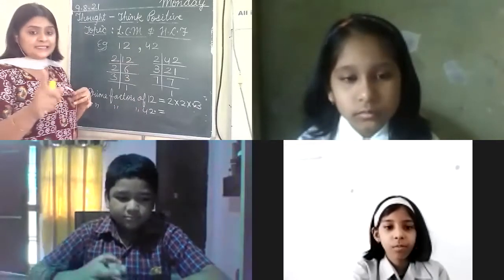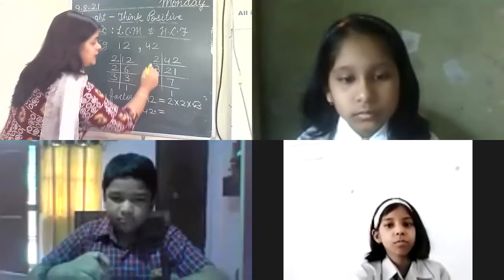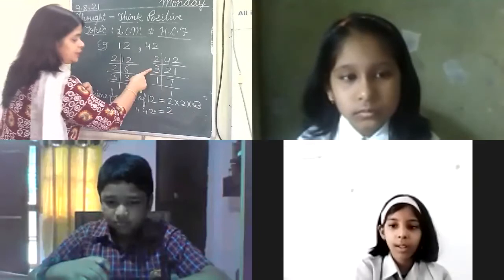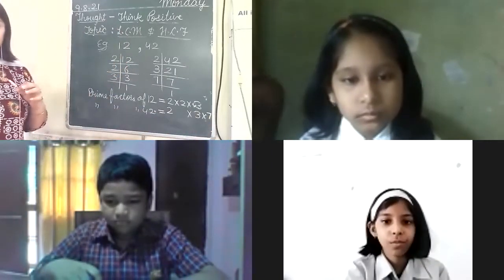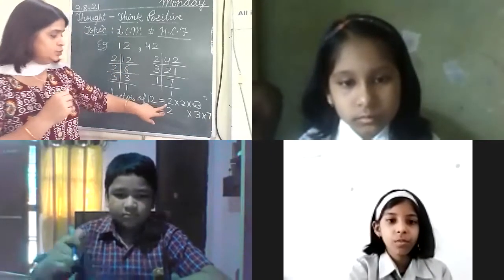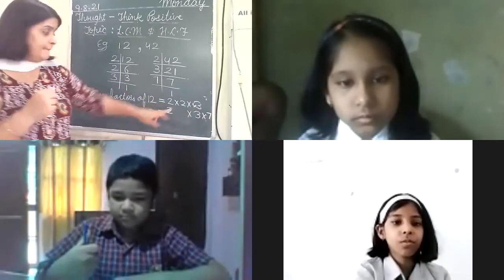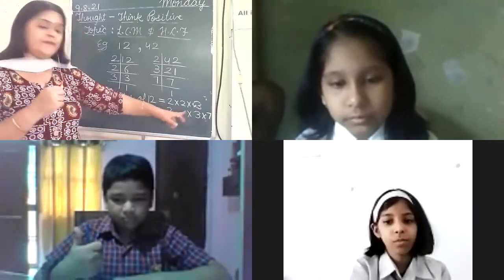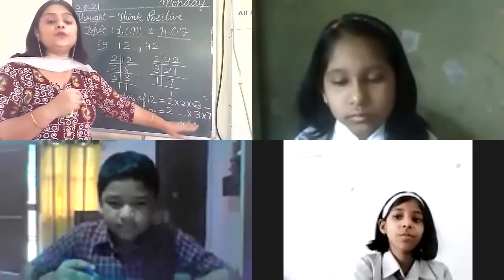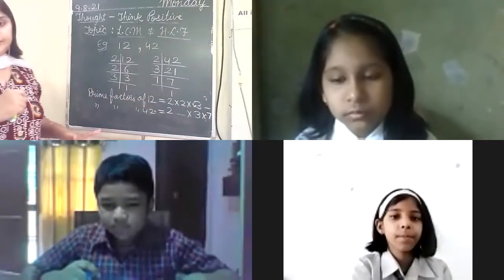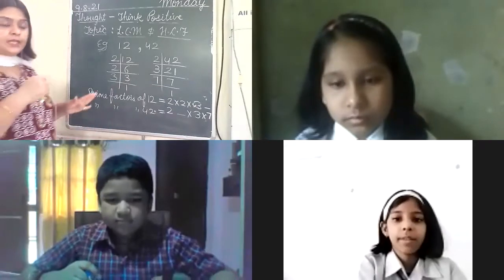So beta, you must understand that we are going to write this 2 just below this 2, and this 3 just below this 3, and this 7 here, because nothing is common for it. Is it clear? 2 under 2, 3 under 3. But no common is given here, so we have left the space like this. This is the exact way to write down the different prime factors. Is it clear?